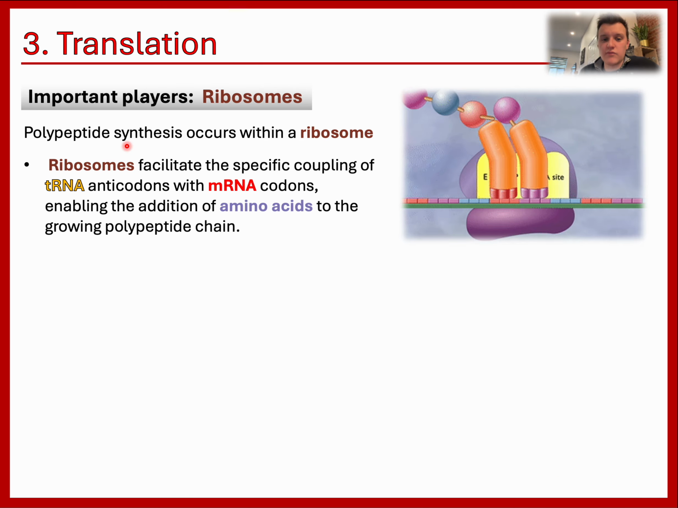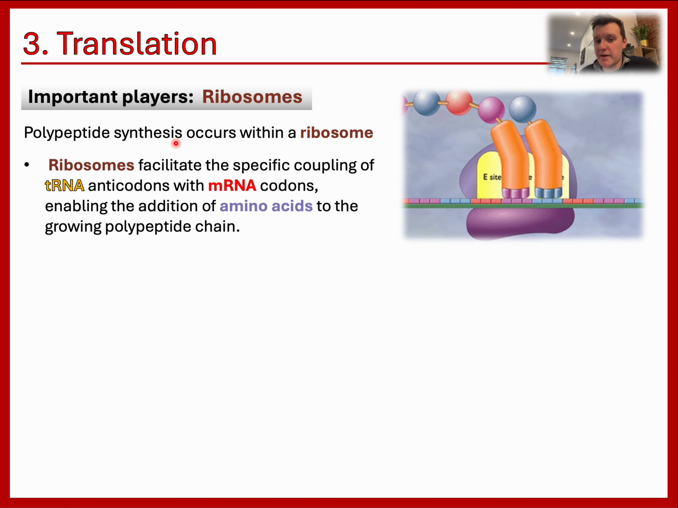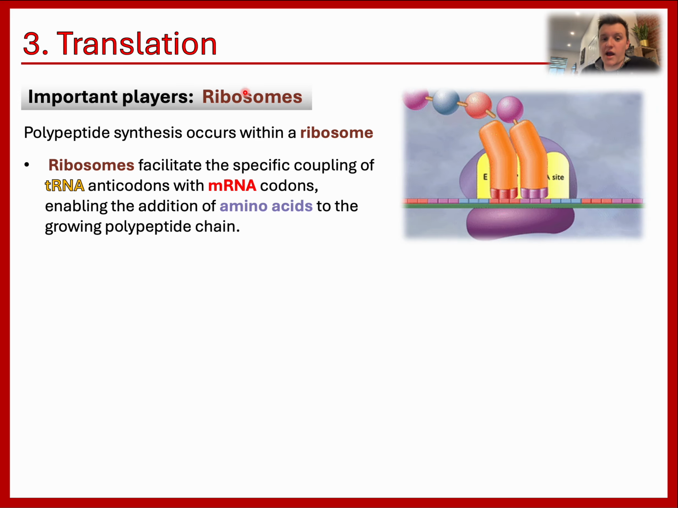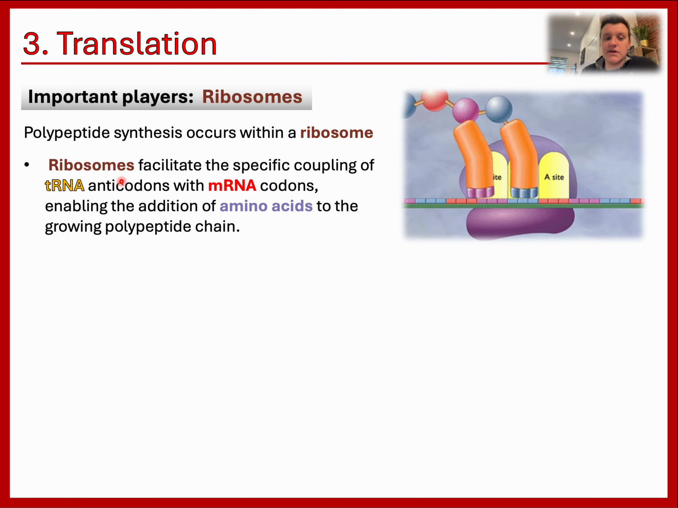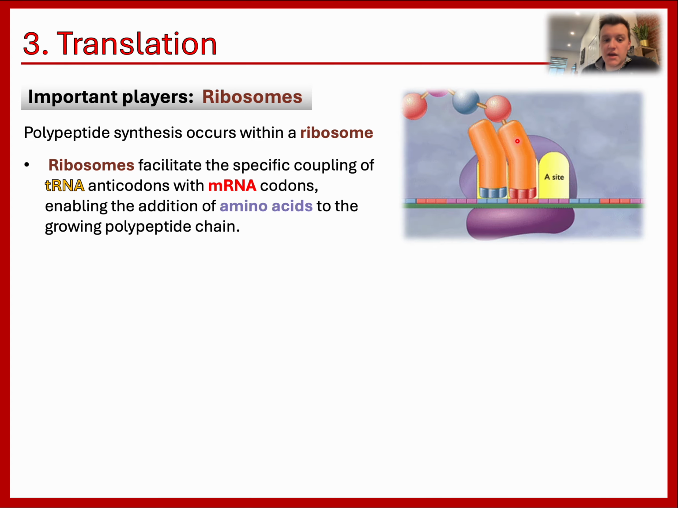The ribosome is kind of the little factory though. Polypeptide synthesis, making a polypeptide, adding on amino acids. Look at this amino acid chain that's being formed. That's done by the ribosome, okay? So ribosomes facilitate the specific coupling of a tRNA. This is our tRNA.